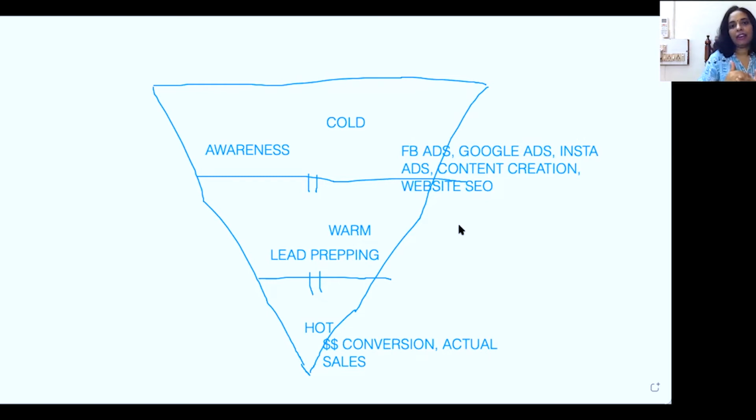Now, for the second phase of the sales funnel, wherein we are talking about the warm prospects or the lead prepping phase, what can you do here? Here again, what you could do is you could bring them over to your own social media platforms or to your own website or to a webinar that you are conducting, so that there is a face to face touch. See, at the end of the day, what we are doing here is we are trying to build trust in the lead prepping or the warm prospect phase.